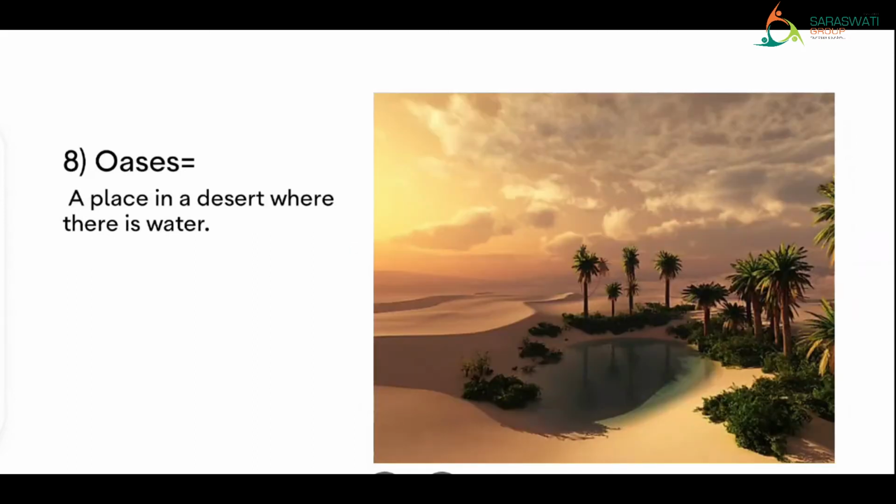Next. Oasis. It is a place in desert where there is water. So places in the desert where some amount of water is found and around it some bushes and trees also grow because of the availability of water. Such places are called oases. What are they called? Oasis.